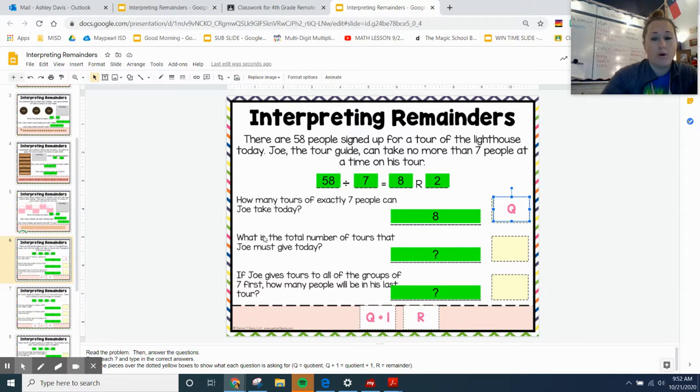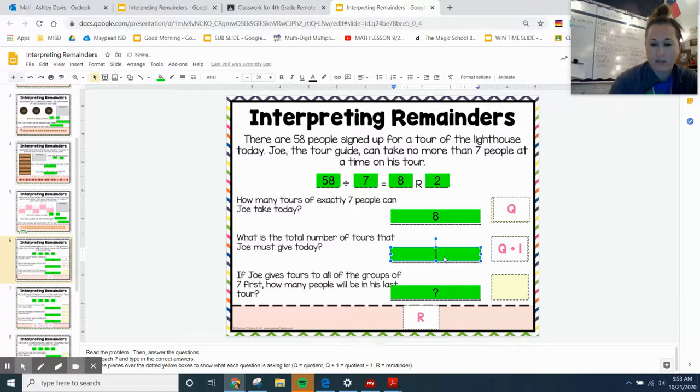Now, what is the total number of tours that Joe must give today? Well, he gave 8 full tours, but he had 2 people left out. So this is where we add 1. Okay, so he actually gave 9 tours.